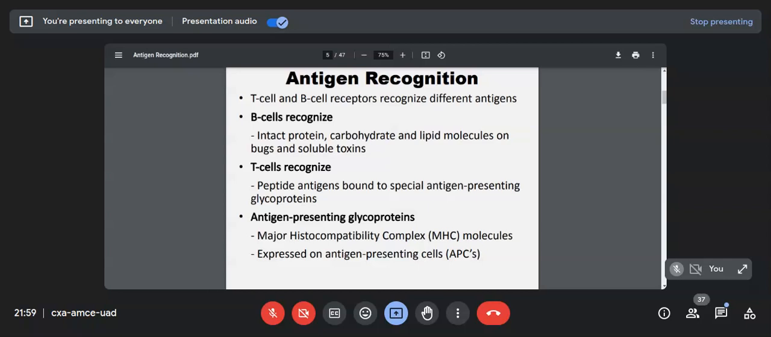So, what makes a T cell say this is not just an ordinary antigen, it's an immunogen? Or what makes a B cell say this is not an ordinary antigen but an immunogen? It is with regards to antigen recognition. The T cells and B cells have to differentiate between an antigen and an immunogen. That's how well ordered the body is made.